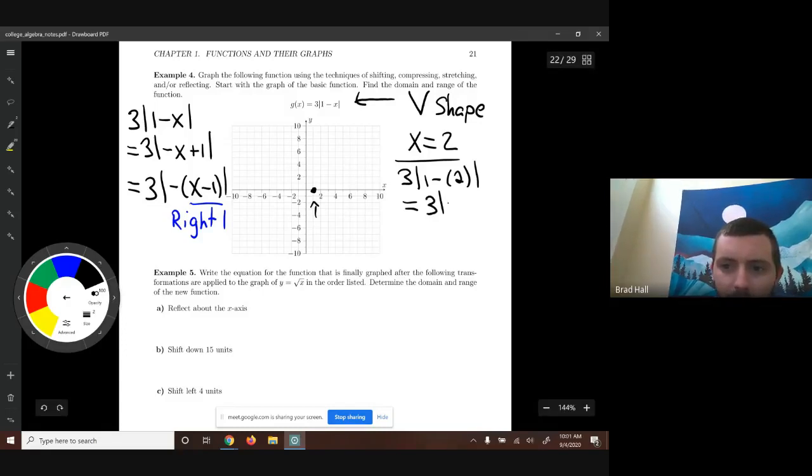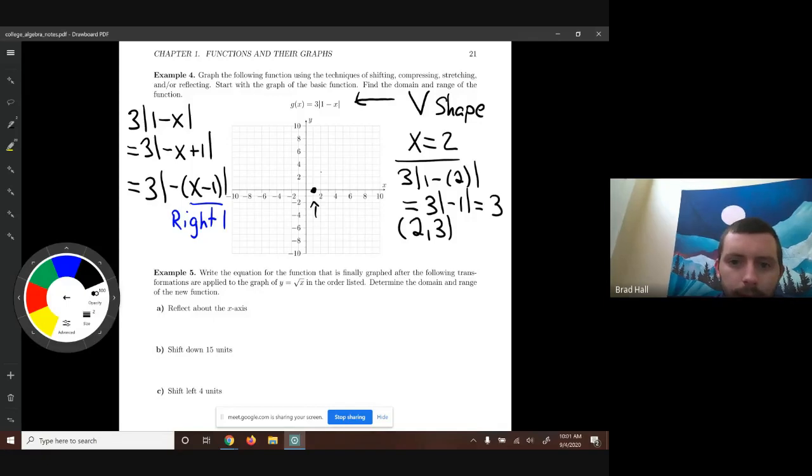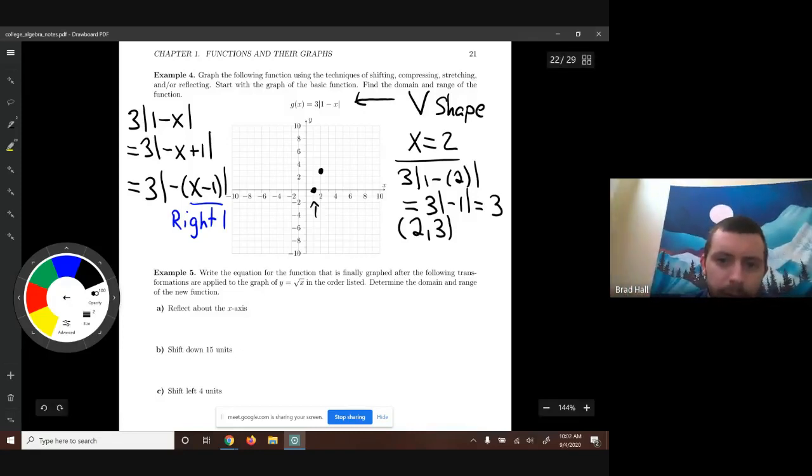So 1 minus 2 is -1. The absolute value, remember, that means whatever's inside of it becomes positive. So that's why -1 becomes +1. And then it's just 3 times 1, which is 3. So in other words, when you plug in 2 for x, you get 3 for y. And that gives us this point right here. And by plotting those 2 points, the graph will be constructed for you.